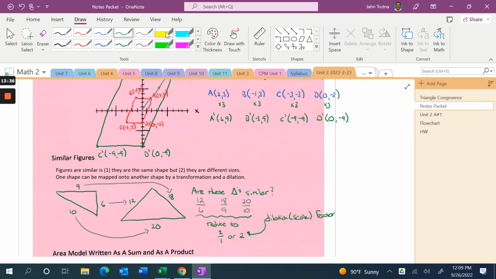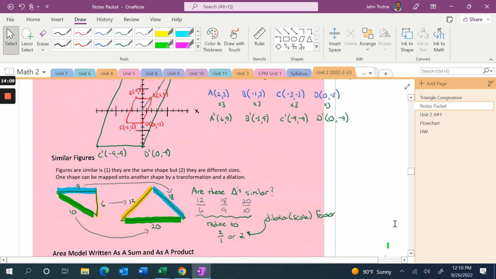Okay, and what we're saying is that when the scale factor is 2, that side is 2 times as long as that side. And that stays the course throughout each one of the sides. So the side that is 18 would map with the side that is 9. It's 2 times as long. The side that is 20 would map with the side that is 10. It's 2 times as long. Okay, so when this happens, these shapes are going to be similar to one another.